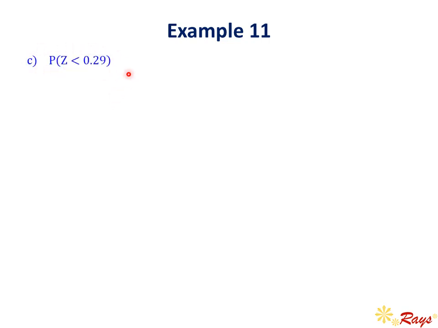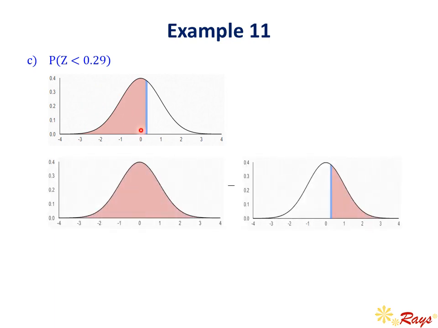C. Find the probability of Z lesser than 0.29. Observe that when Z is lesser than a positive value, the area starts from the positive value towards the negative side. So it has crossed over from the right tail area towards the left tail area. To find the probability for this, we can take the whole area minus this small area here, which is equivalent to this area. The whole area minus this, what we have left is the required area here.